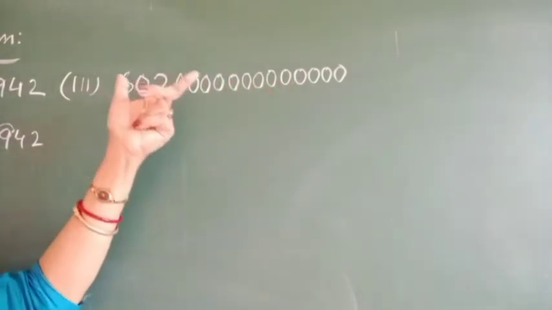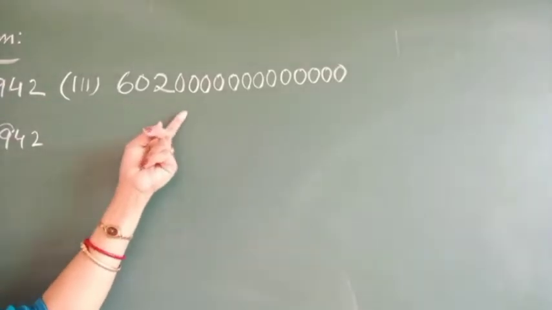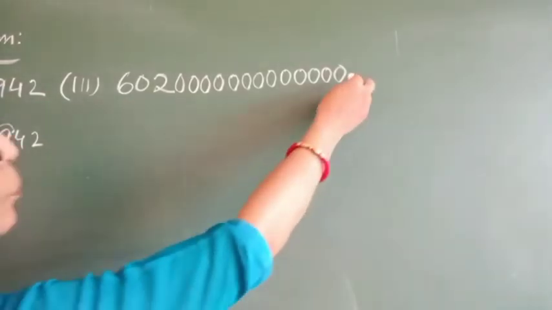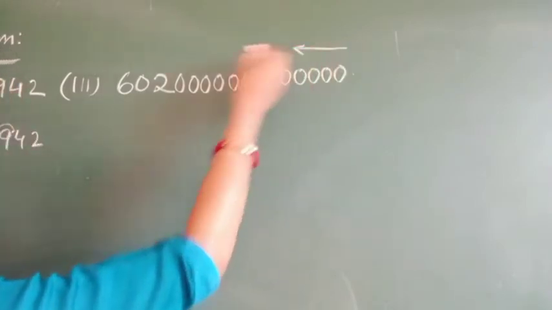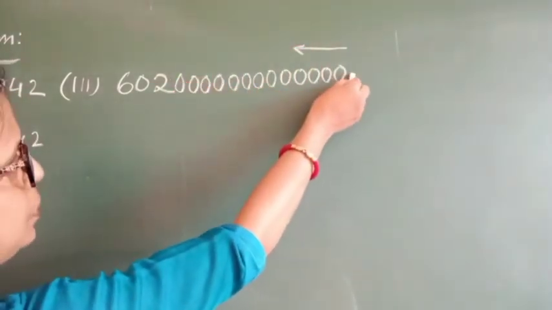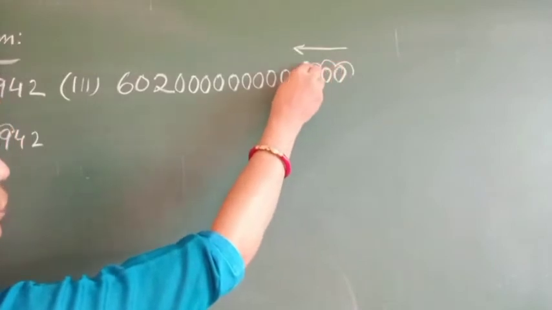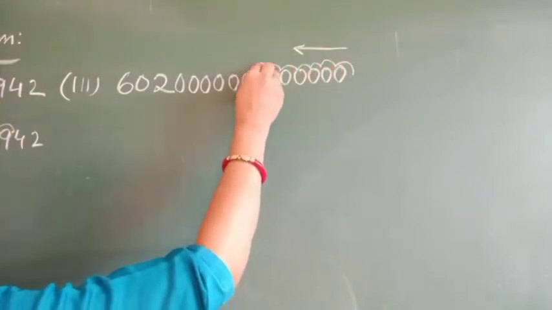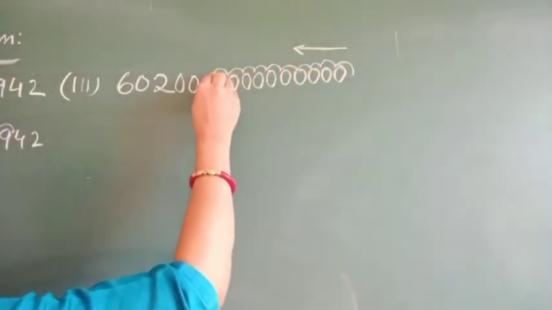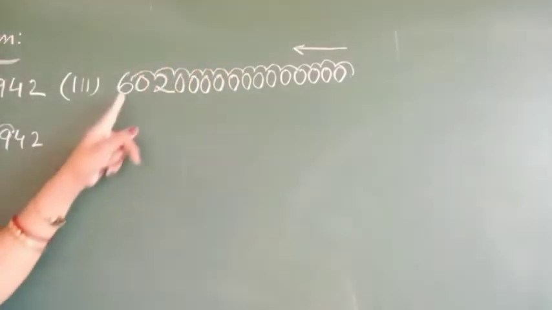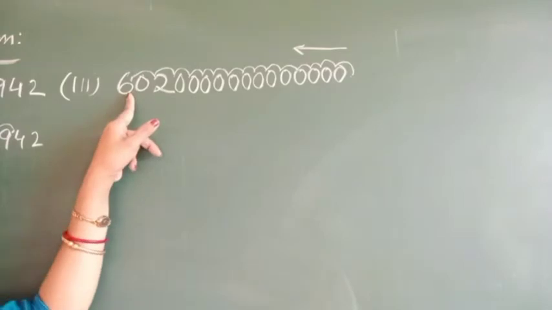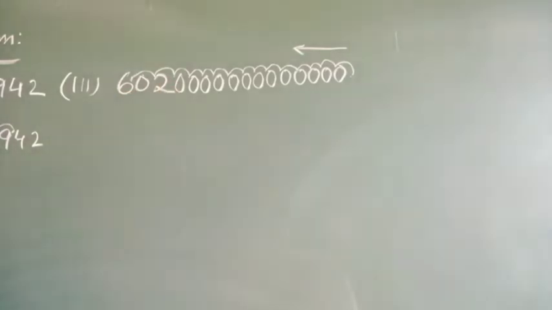And if I express it in standard form, the point will move from here to the left side. So how many places? 1, 2, 3, 4, 5, 6, 7, 8, 9, 10, 11, 12, 13, 14, 15. After one place the decimal will come. So 15 places of decimal.